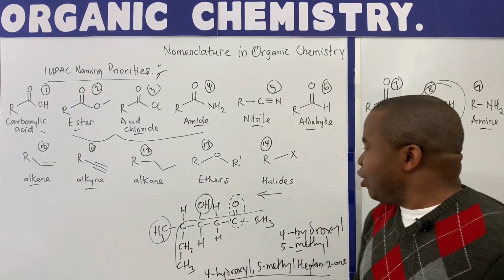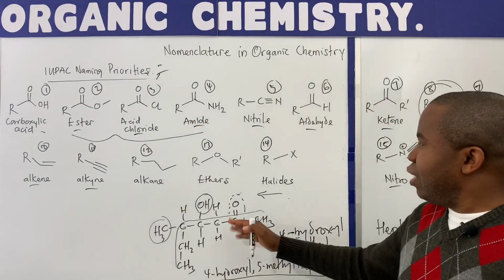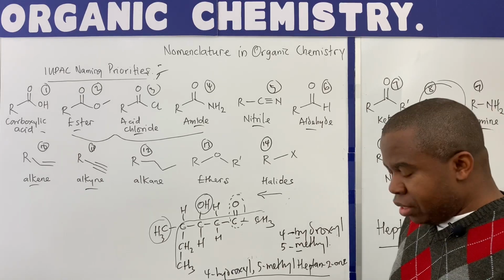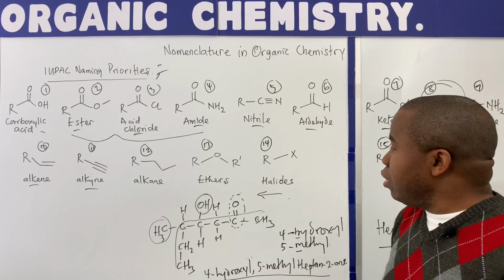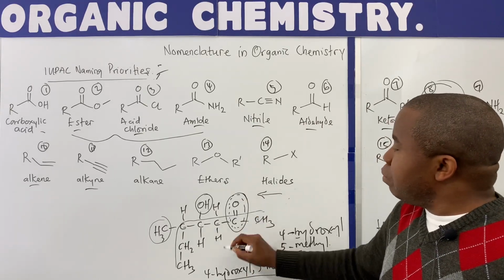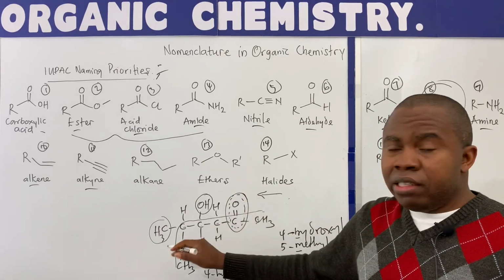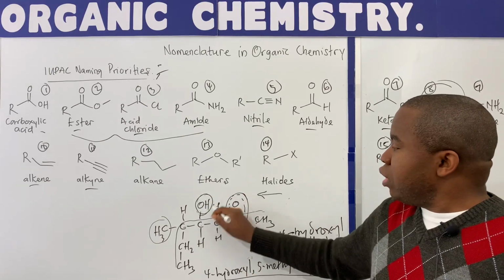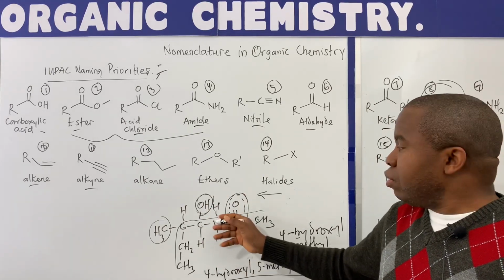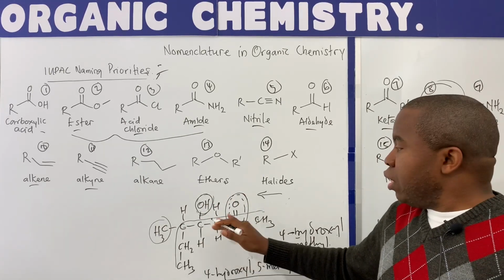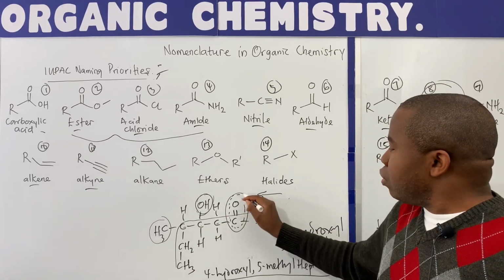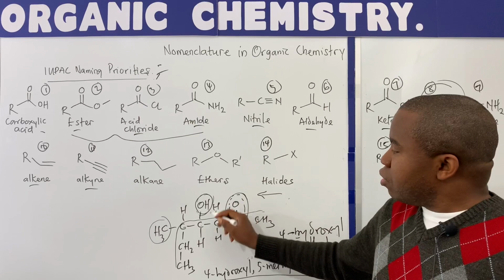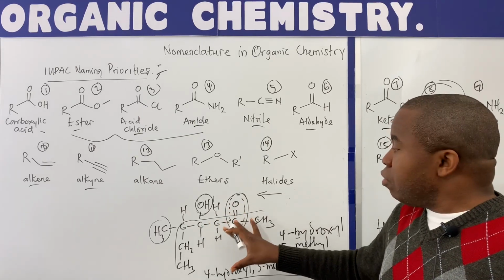So you have this as the name of the compound, and just like we have it in the IUPAC naming priority, we see ketone is taking priority in this molecule, and OH is becoming a substituent. This compound cannot be an alcohol. But if there was no ketone in this molecule, this compound would have easily become an alcohol.